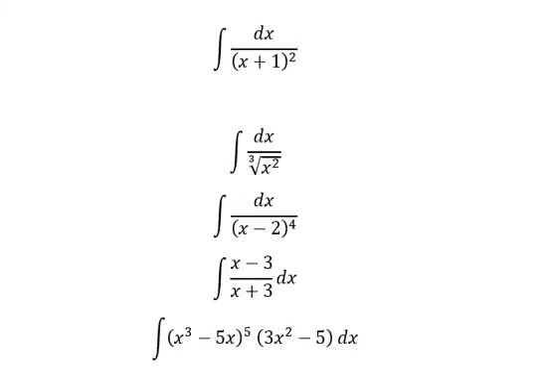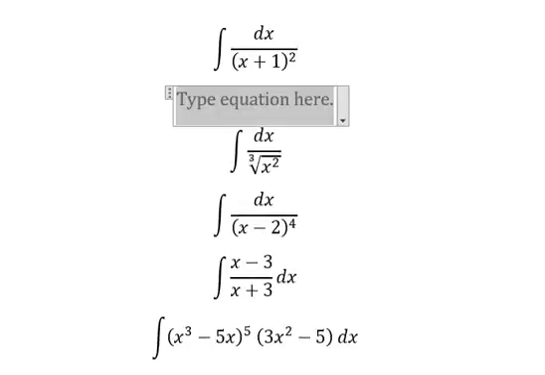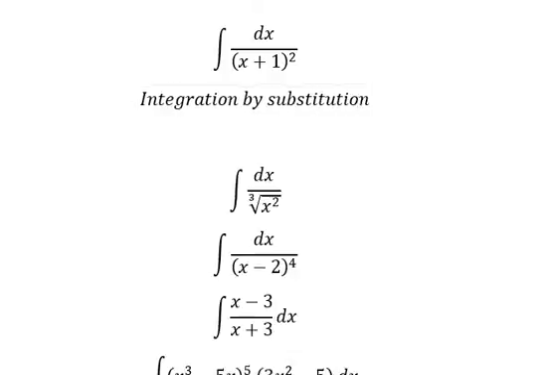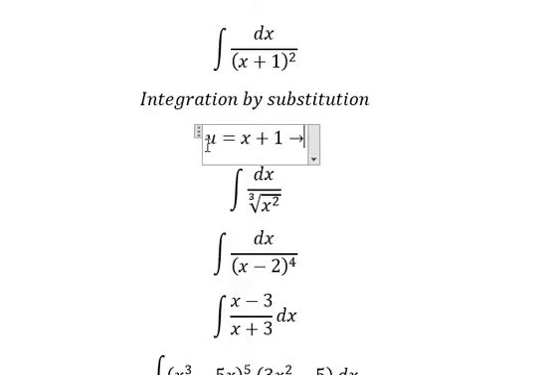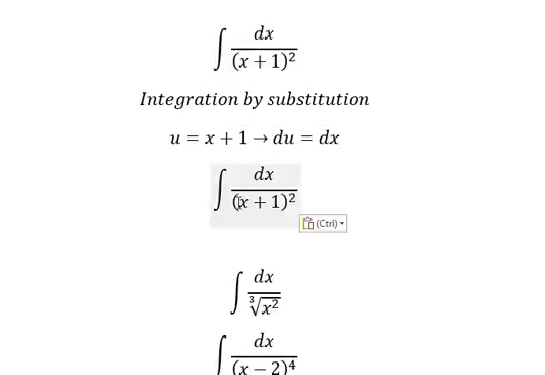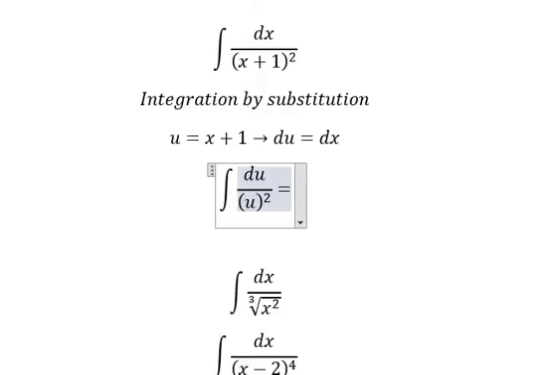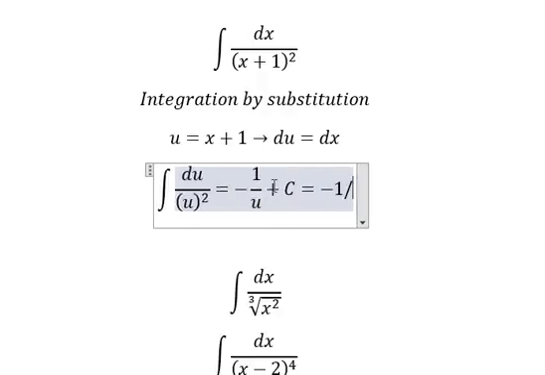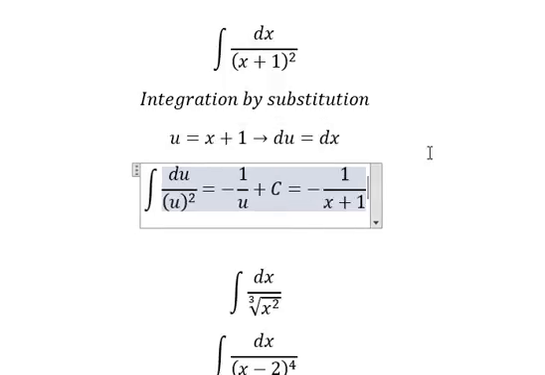Next one, we need to use integration by substitution. So I will put u equals s plus 1. Later we take the first derivative of both sides. So this one we change to u, and the s we change to u. The integration of 1 over u squared is negative 1 over u, plus c. With u being s plus 1.